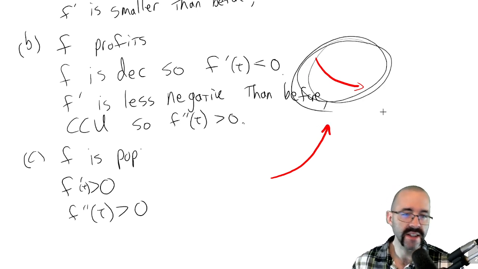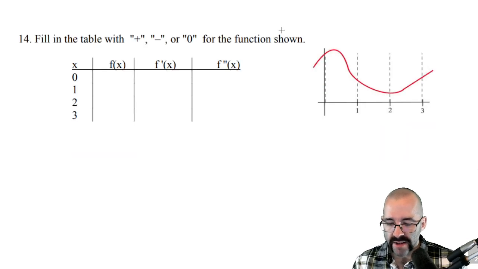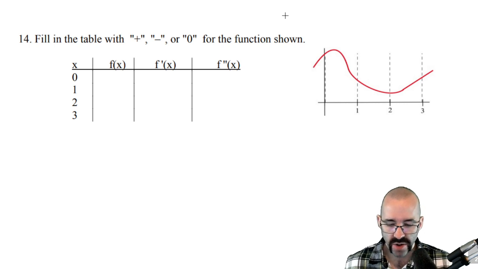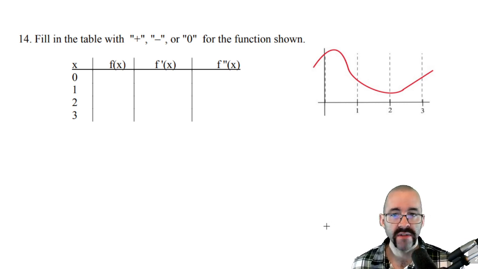For letter B, I think it's easiest to start with the picture. From the picture, it's easier to see that we have concave up. All right, I like this problem too. I thought it'd be a great problem to include on the homework, so I wanted to do it, show you kind of what I'm looking for. Fill in the table with positive, negative, or 0.